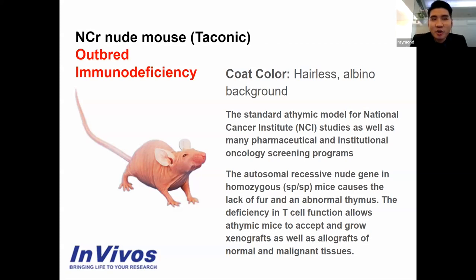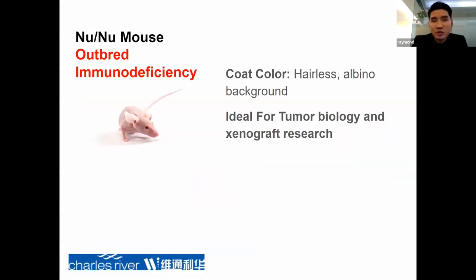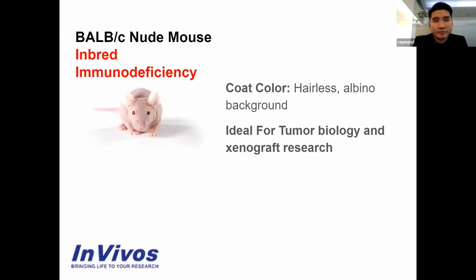Right. So yes, the NCR nude mouse will have an abnormal thymus, which is lacking in T cell functions. For the nu/nu mouse, also known as BALB/c nude mice, BALB/c nu/nu, they are mice with a BALB/c background. So they are also hairless. And the nu/nu mouse is athymic, meaning that they do not have a thymus. That would remove a certain category of the T cells from it. It is also very much ideal for tumor biology and xenograft research.